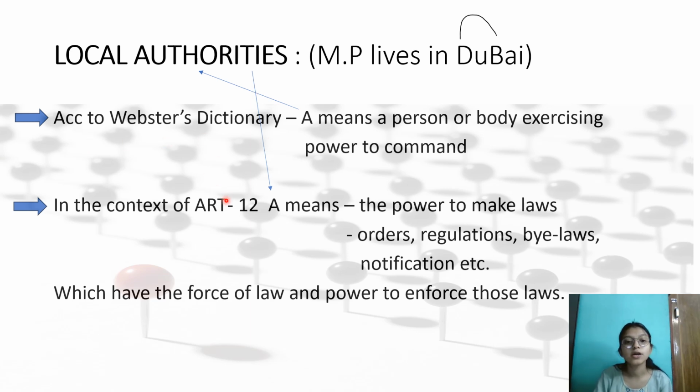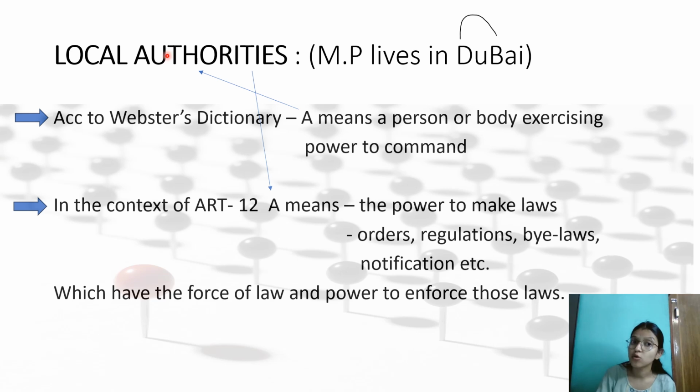Now talking in the context of Article 12, as embodied in the Constitution of India, authorities means the power to make laws, orders, regulations, bylaws, or notifications, etc. So in Article 12, authorities means the kind of authorities who have the power to make laws, orders, regulations, bylaws, or notifications. All these should be there in order to make something a local authority according to Article 12, which have the force of law and the power to enforce those laws. So this is the meaning of local authorities in a simple manner and in the context of Article 12.